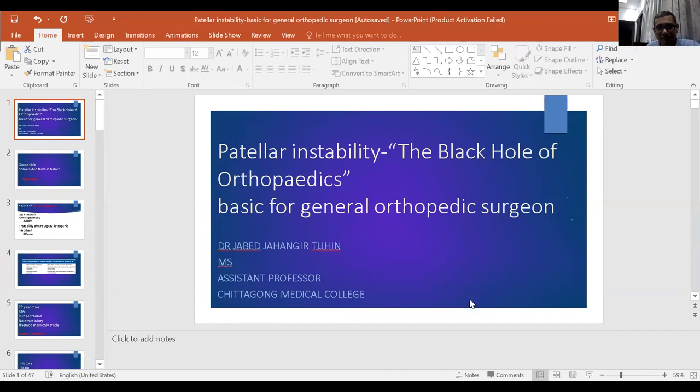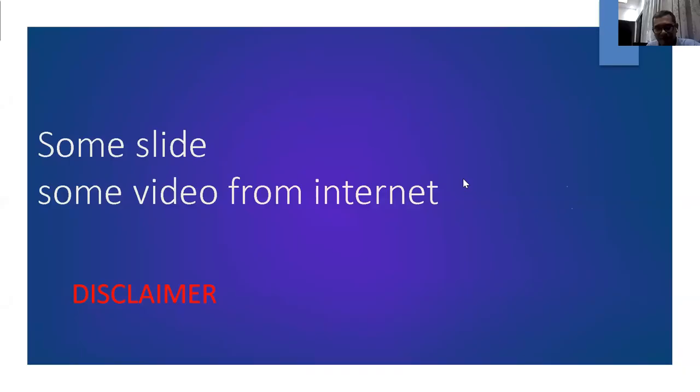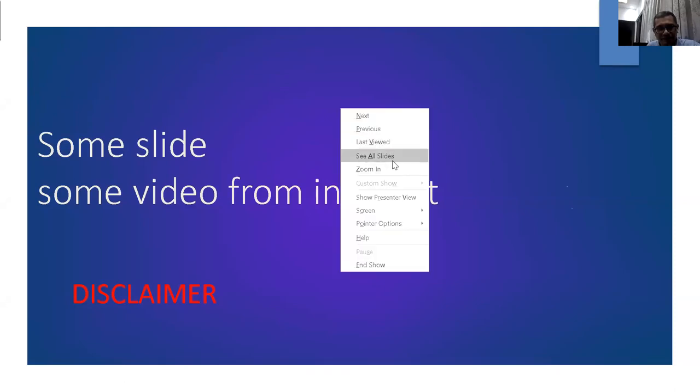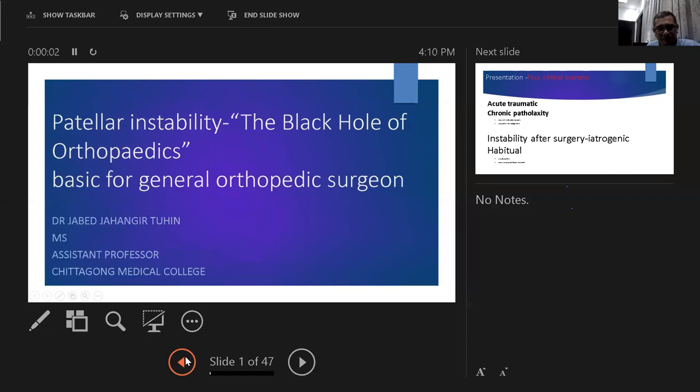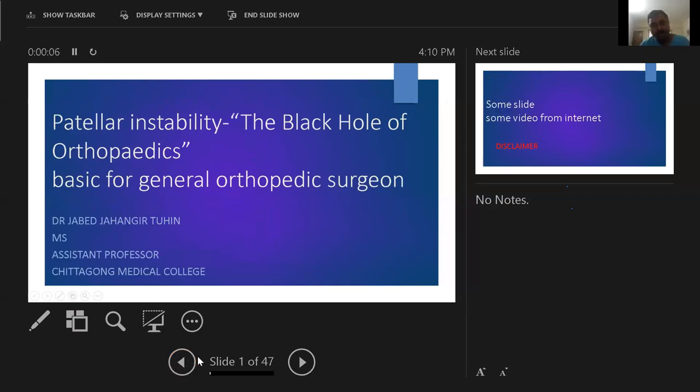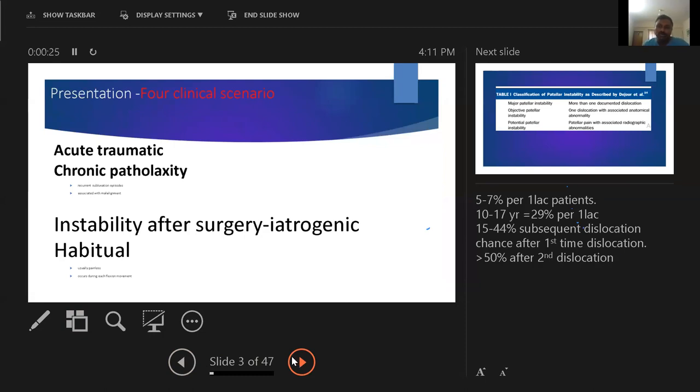I'm going to talk about one of the less understood problems in our orthopedics. This is patellar instability. We call it the black hole of orthopedics, because we still do not understand this difficult problem well. So this type of patient can present as acute traumatic dislocation or chronic patellar laxity. An iatrogenic problem may arise after previous surgery, which is usually medial laxity, and some are habitual dislocation.